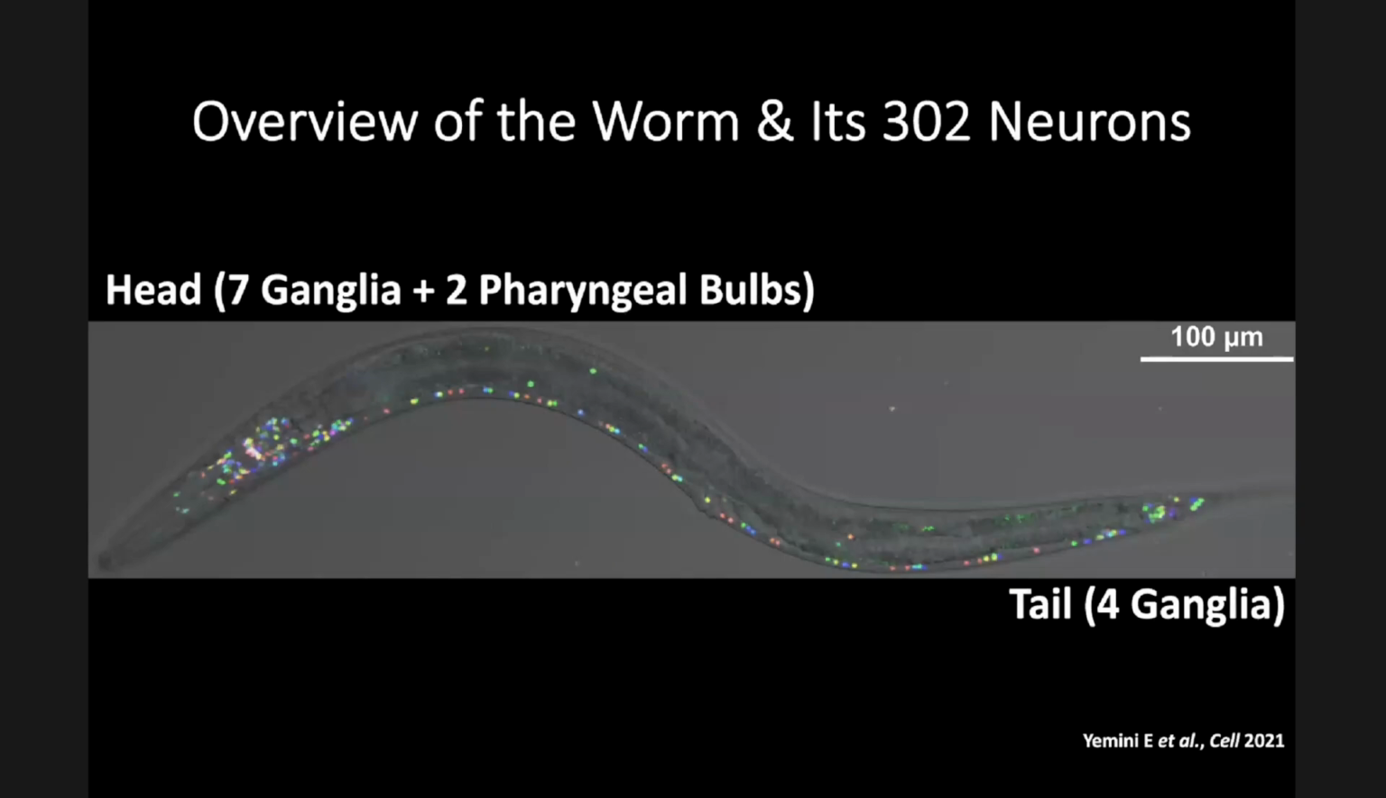So to get into that, this is a real quick overview of the worm and its 302 neurons in the adult hermaphrodite. This is its head right here. This is its mid-body, and the vulva is right here. The eggs come out of here. And this is the tail right here.